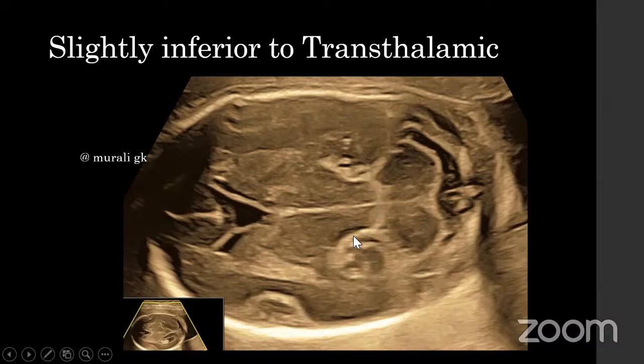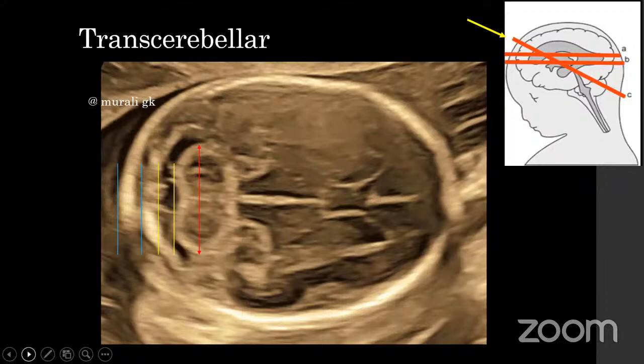Just lateral to the ambient cistern, you find the hippocampal gyrus. You are partly seeing the cerebellum, but not completely. So this is slightly inferior to the thalamic level. You are completely seeing the anterior complex. Now I go down and do the proper transcerebellar section.